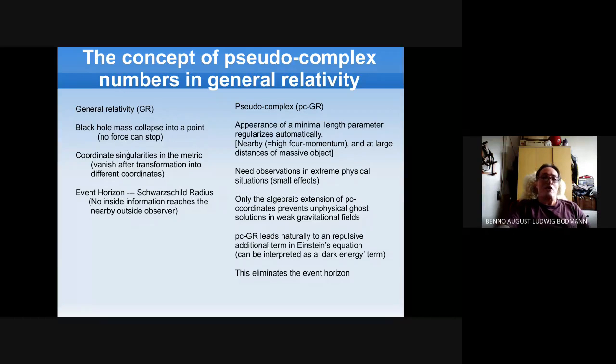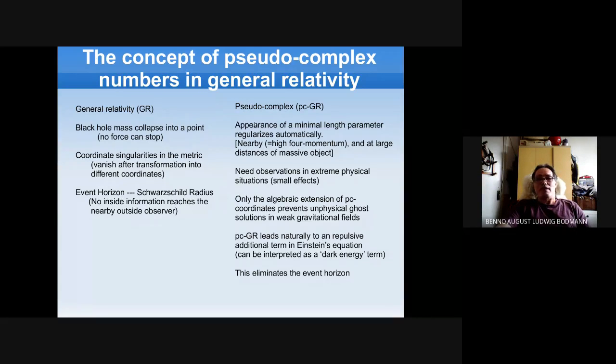And this is somehow, from a philosophical point of view, not very convincing for a theory. And therefore, some algebraic extensions have been made to general relativity, and I will talk about one, which is the pseudo-complex coordinates.